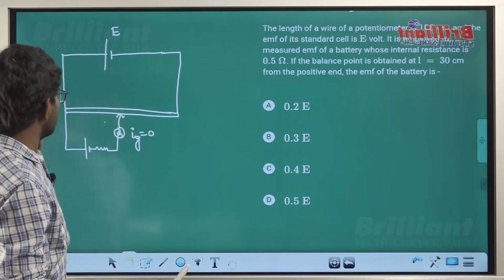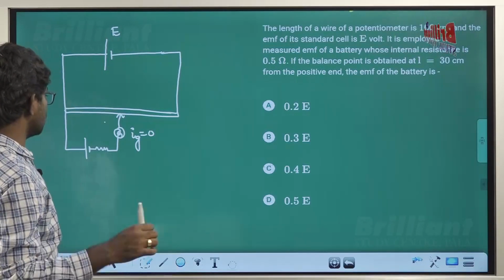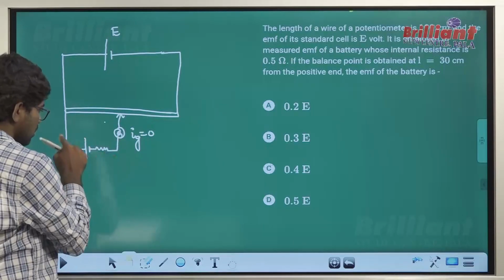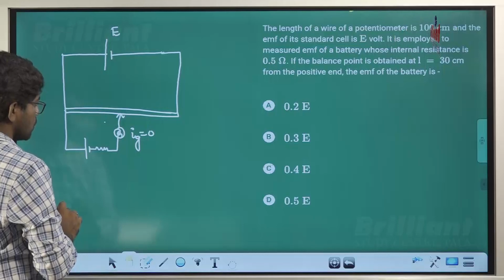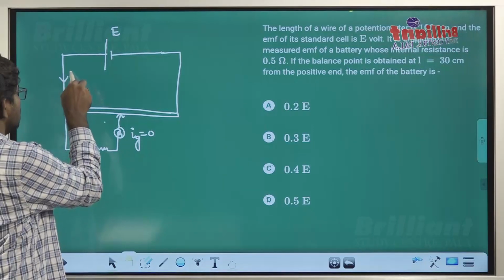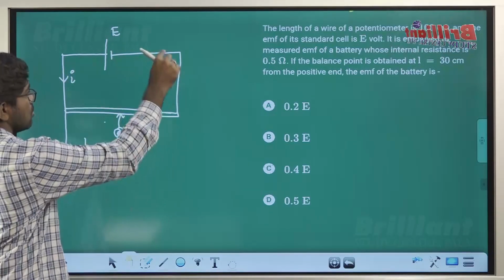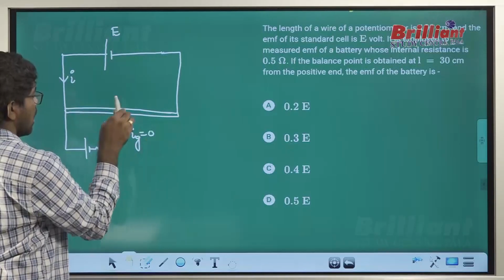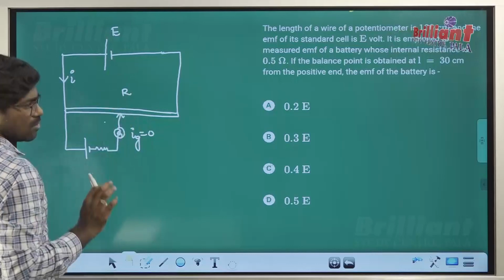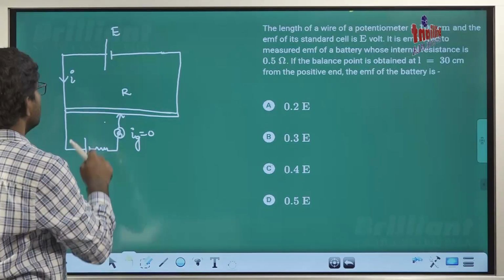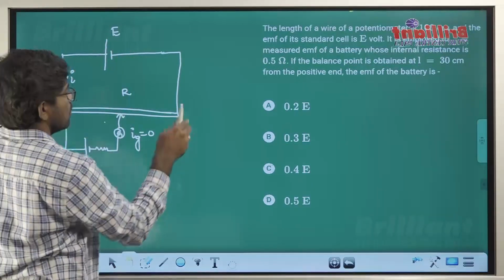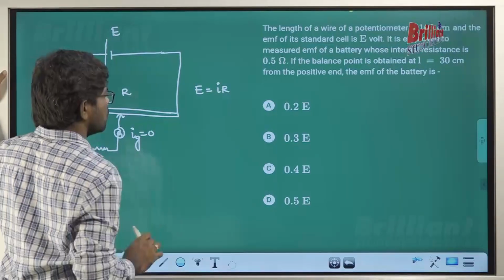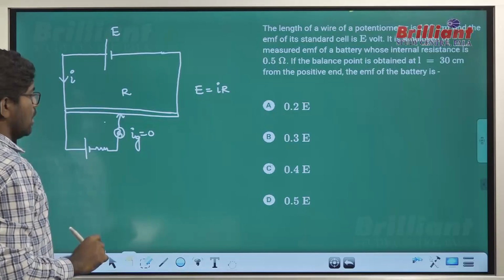Now this is the question here. See, it's a basic simple question. IG is 0 here, right? IG is 0, so in this branch there is no current. From here some current is coming and going like this, right? If this total wire has a resistance R, what do you write as the formula here? E equals IR. Yes or no? E equals IR.